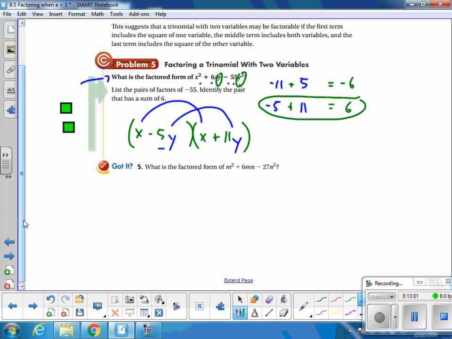Why don't you give it a try? And notice that there is an extra variable here. We're talking with an n. So go ahead and press pause, and you try it.